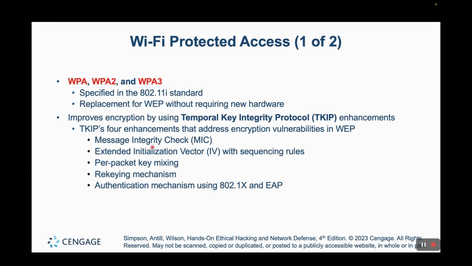The first one is the message integrity check, MIC, which is basically to ensure data integrity and guard against forgery attacks. And the extended initialization vector, IV, with sequencing rules. Basically, this is combined with the sequence rules to counteract replay attacks, which makes it difficult. Per-packet key mixing is a feature that complicates efforts to crack the encryption by altering the key for each packet, and that's what makes it difficult.